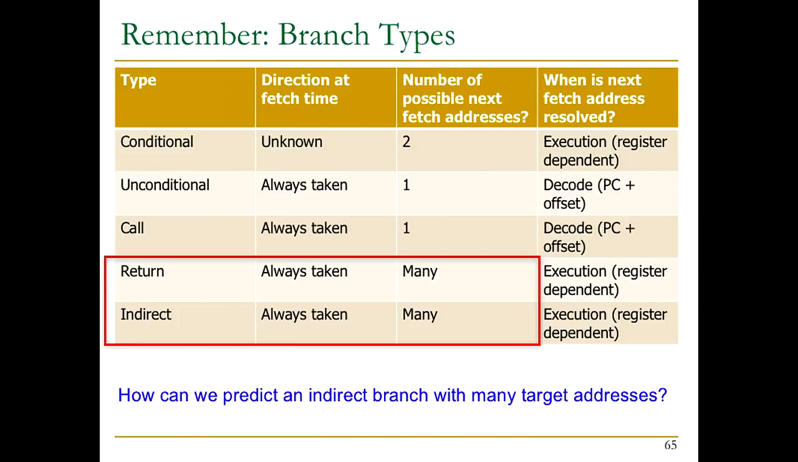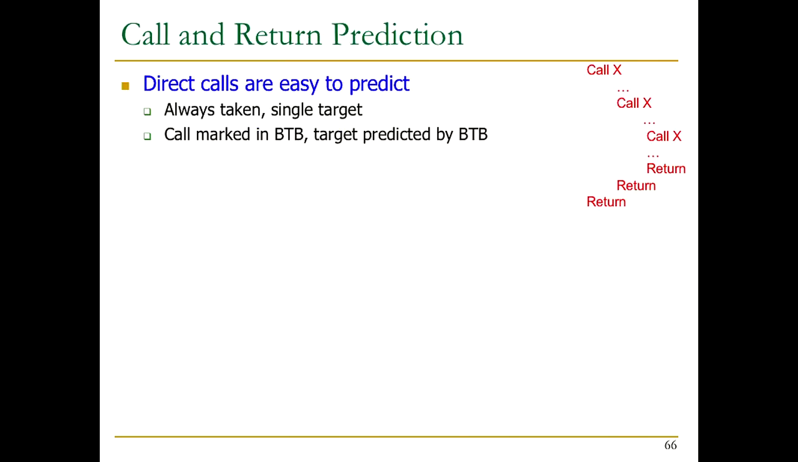But these are harder branches, as you can see. Return addresses, for example. There are many potential targets you can take because these are register indirect. And also indirect branches that are not necessarily returns are even more general. They may have many, many targets. How do we predict those targets? If they're always taken, clearly, they're unconditional, but their targets vary.